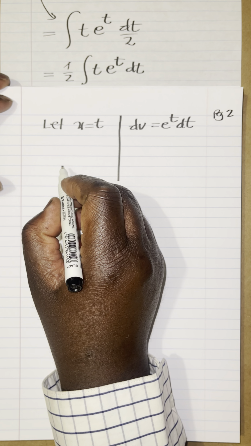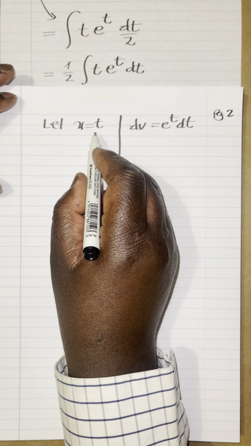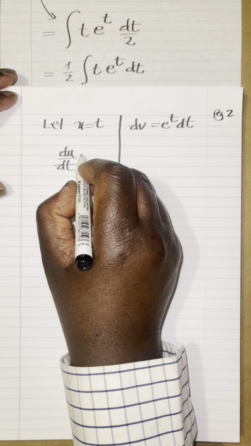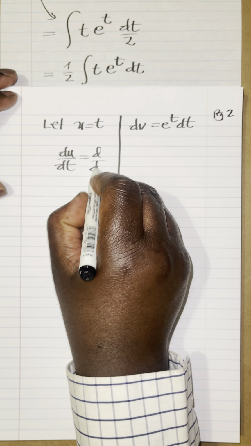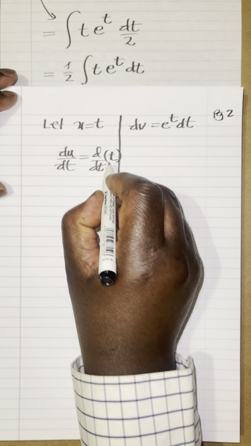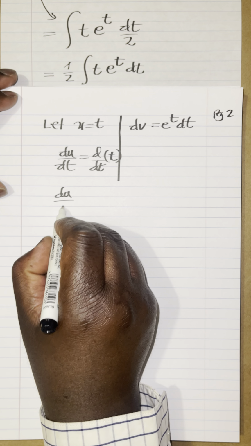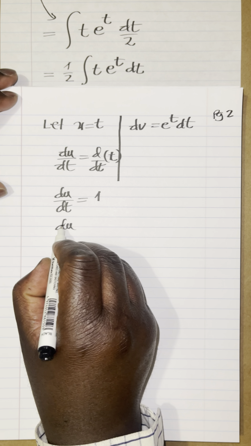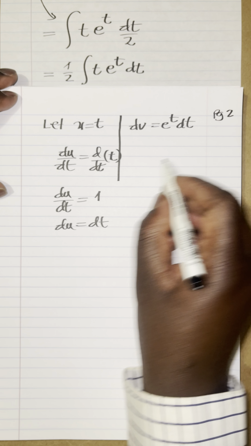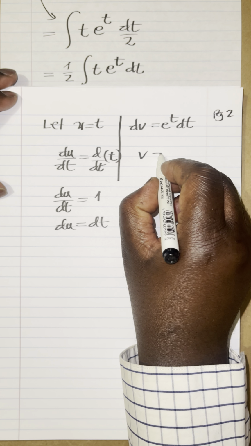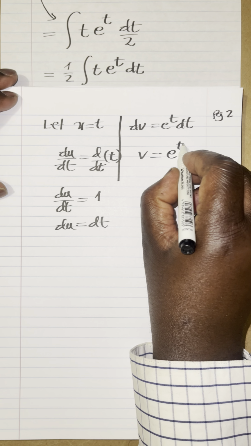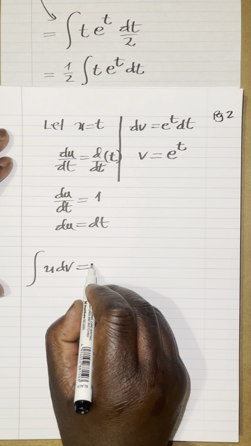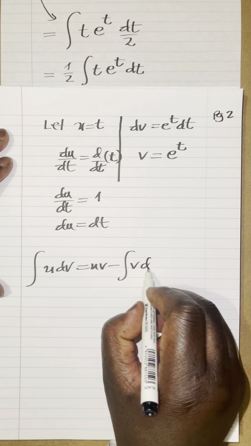Now we differentiate here with respect to t. So on the left we have du/dt. On the right we have the derivative with respect to t of t. You'll agree with me that du/dt is just equal to 1. Multiply by dt both sides, du is equal to dt. On the other side, integrate both sides. You'll agree with me that you just have v is equal to e to the power t. Now, integration by parts formula: the integral of u dv is equal to uv minus the integral of v du.